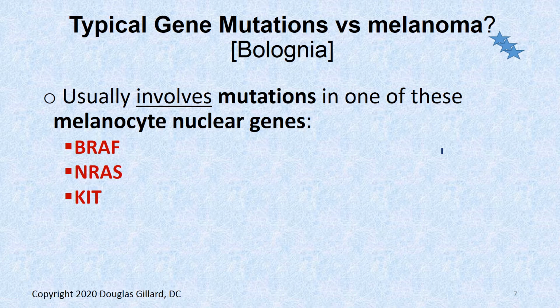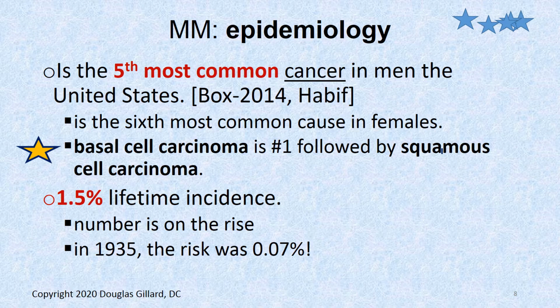There are 3 gene mutations. I'm not going to get into the weeds on these mutations, but there are mutations in the nucleus of melanocytes, specifically in the chromosomes. The BRAF mutation, the NRAS mutation, and the KIT mutation are 3 well-known mutations that increase your chance of getting melanoma. Of all the cancers in men, it's the 5th most common type of cancer. It's the 6th most common type of cancer in females.